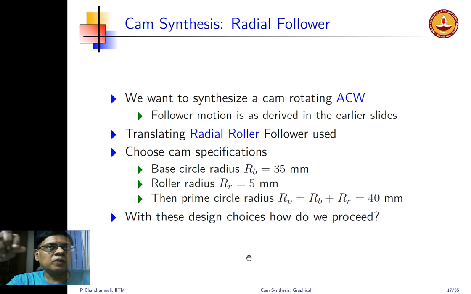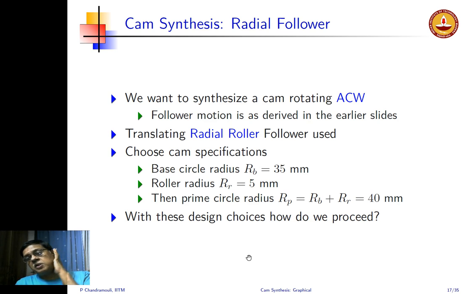What do I do with this follower motion? I have prescribed this follower motion. So I have a valve which I want to open in a certain duration using a certain profile, remain at that position for some time, then return, and then sit there for the rest of the cam rotation, right? So what is the cam profile which, in contact with this follower, will give me that kind of a motion? We have to synthesize this cam.